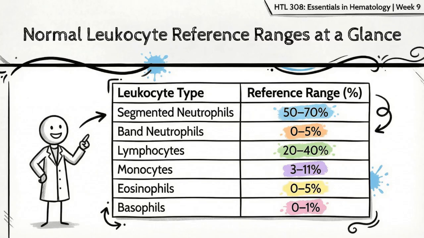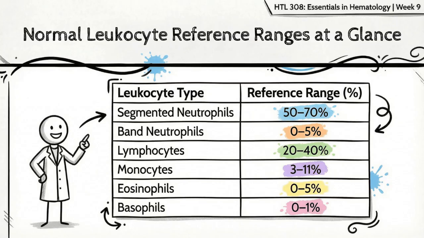Monocytes typically range from 3 to 11%. Eosinophils are usually 0 to 5%, and basophils are the rarest, at 0 to 1%. Any deviation from these percentages, either up or down, is clinically significant. Remember, an increase is a philia or cytosis, and a decrease is a penia.